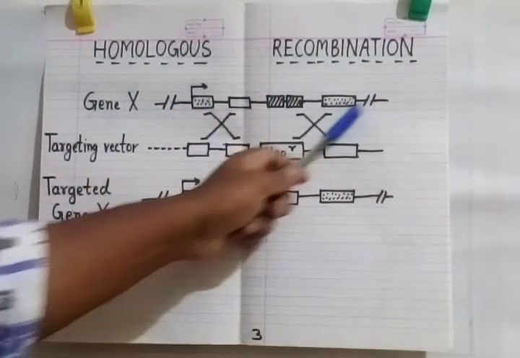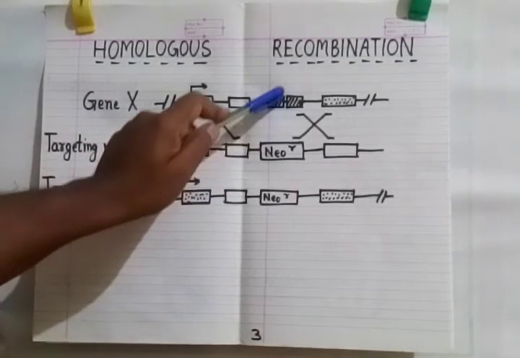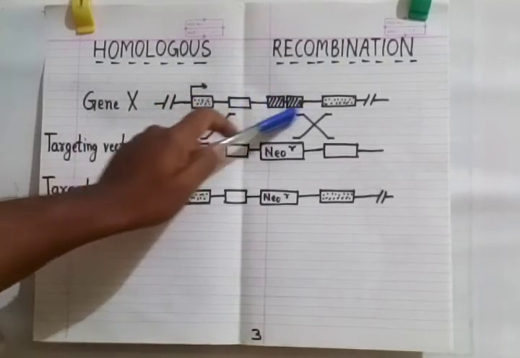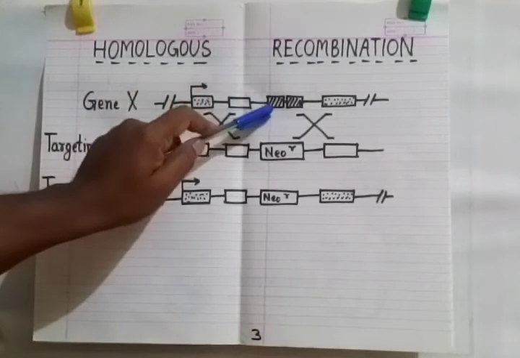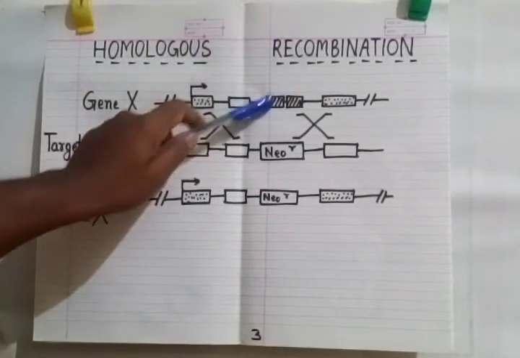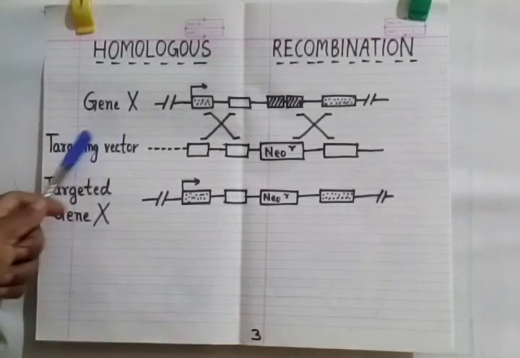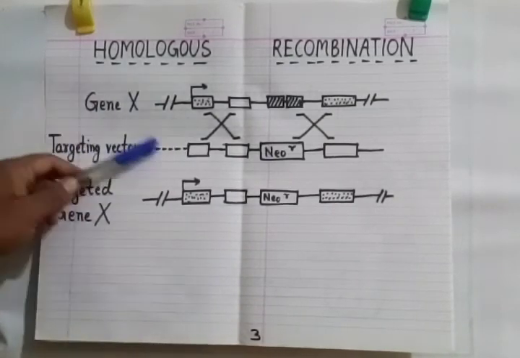In these 4 different types, this gene, which I have marked with the vertical and slanting bars, is my target gene which I want to knock out. Okay, I want to knock out this gene. Now what should I do? I will produce a targeting vector in the lab.